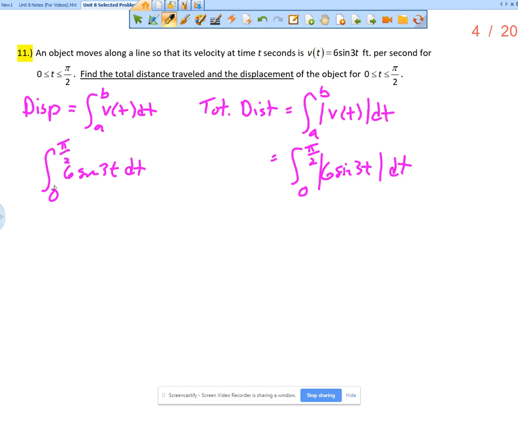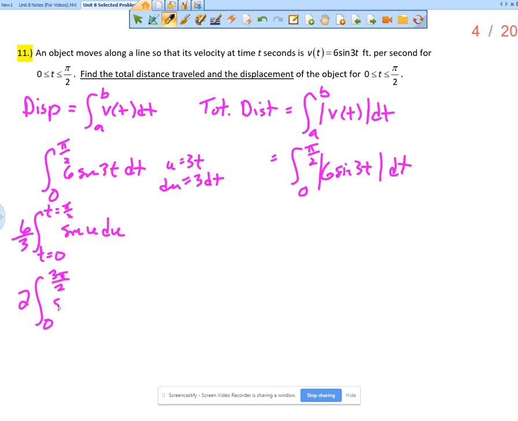All right, so now let's start with the displacement because it's easier. The integral of 6 sin(3t) needs a u substitution of u = 3t. So the integral from t = 0 to t = pi over 2, I put the 6 in front, and then I have sin(u). Now du is 3 dt, so I need to divide by 3 on the outside. So I have 2 on the outside, sin(u) du. If t is 0, then u is 0. If t is pi over 2, then 3 times pi over 2 is 3 pi over 2.